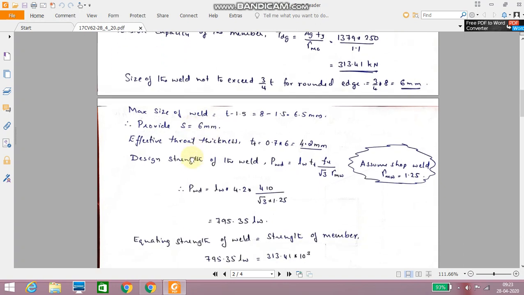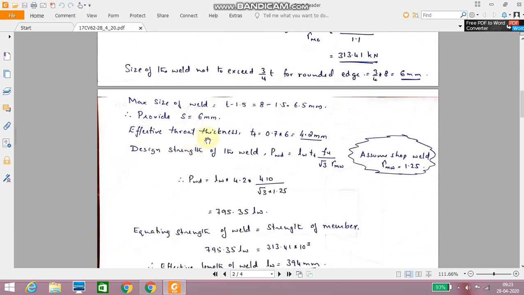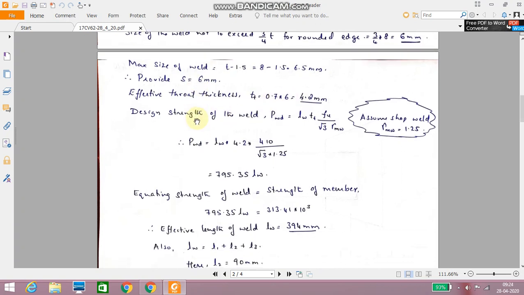Now let us calculate effective throat thickness. Effective throat thickness TT equal to 0.7 into 6, that is 4.2 mm. Therefore, let us find out design strength of the weld PWD equal to LW into TT into FU divided by root 3 into gamma MW. Let us assume shop weld, therefore gamma MW equal to 1.25. For field weld, gamma MW equal to 1.5.